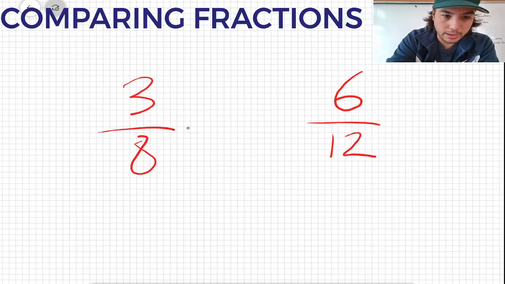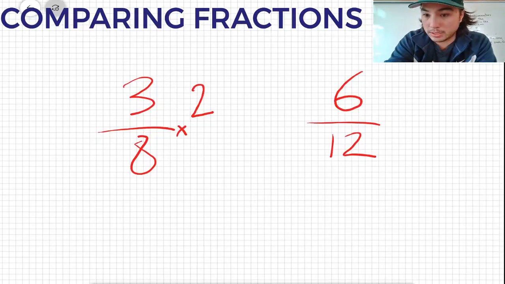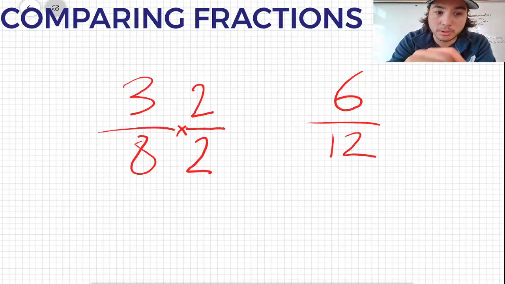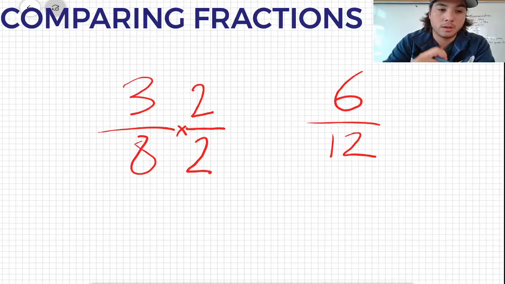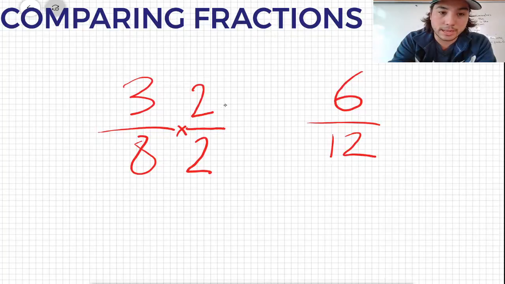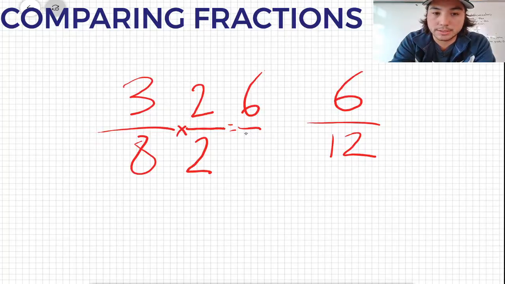So if we're doing 3/8 times 2, because I want it to be 6, I want to have 6 in the numerator so I can compare them. And in order to keep the value, I've got to also multiply by 2 on the bottom. So now we're multiplying by 2/2, which is an equivalent of 1. So we're not changing the value. So 3 times 2, that's our 6. And then 8 times 2 is 16.